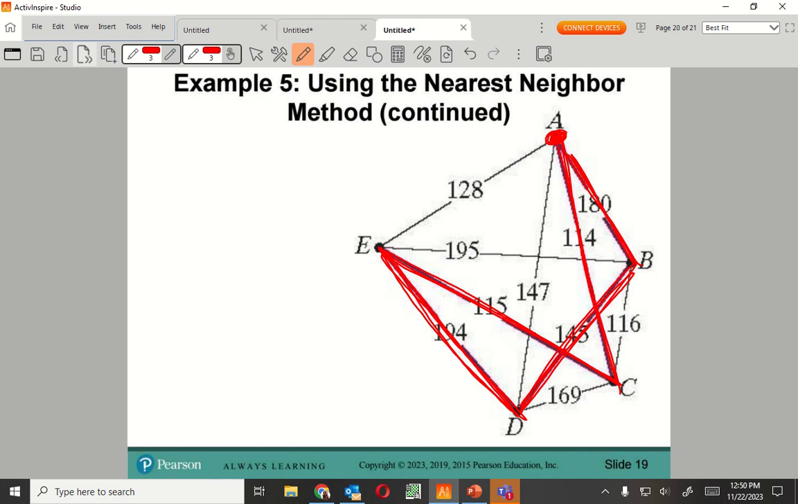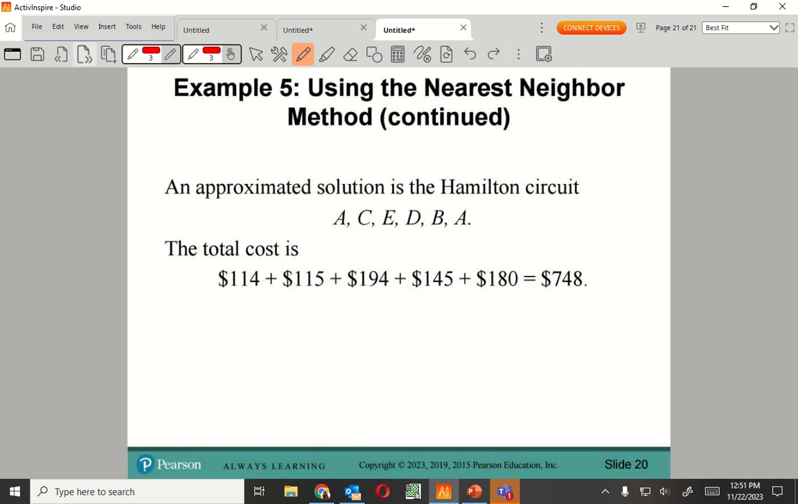So this is just the nearest neighbor. It's not the most economical though. So I went A, C, E, there we go. And what is the cost on this one? $7.48.